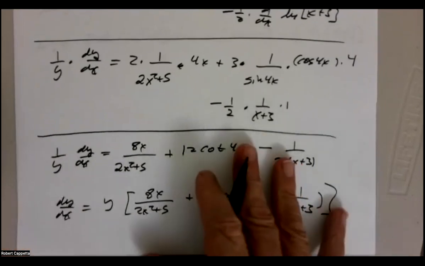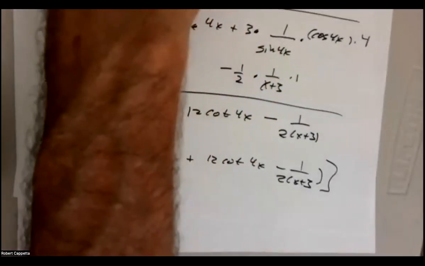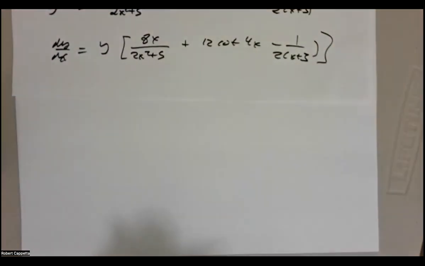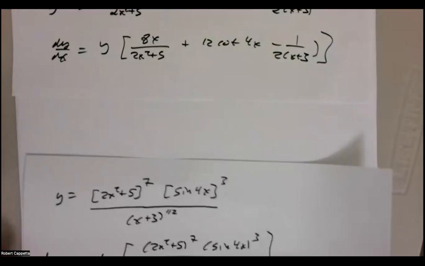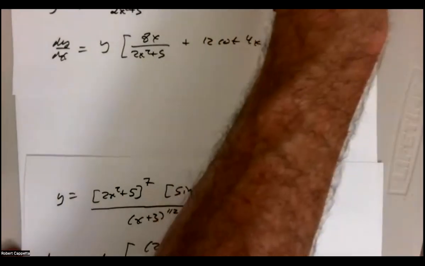And then finally replace y in your final answer. So what was y all the way back in the beginning? What was y? Y was this. So we can write our final answer as dy dx equals all of that times all of that.